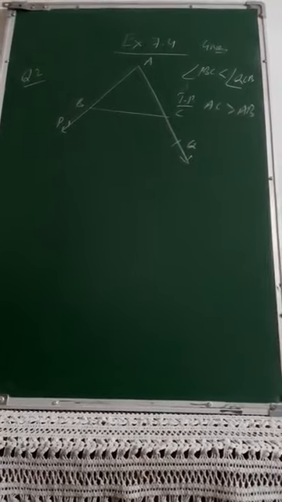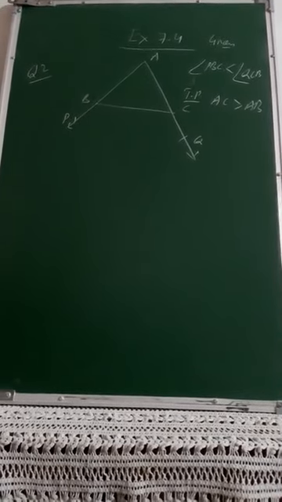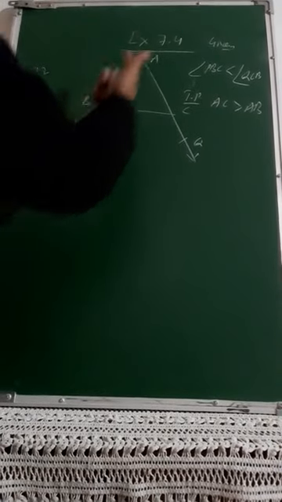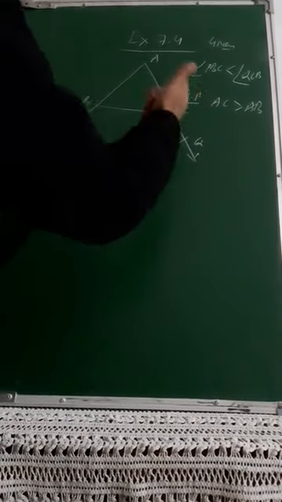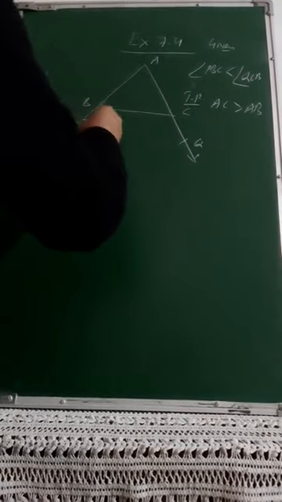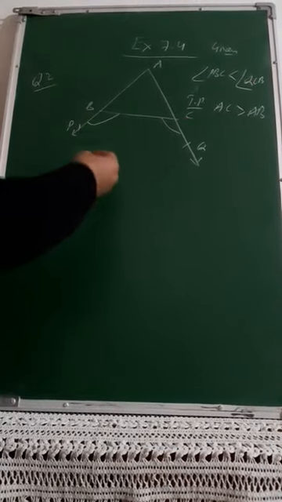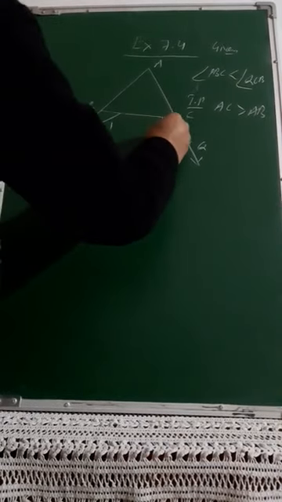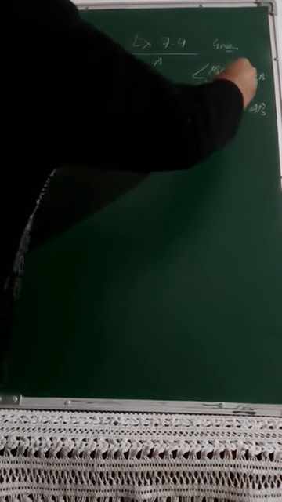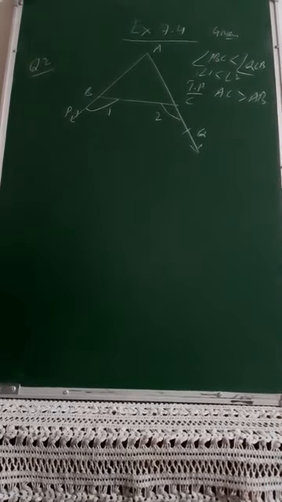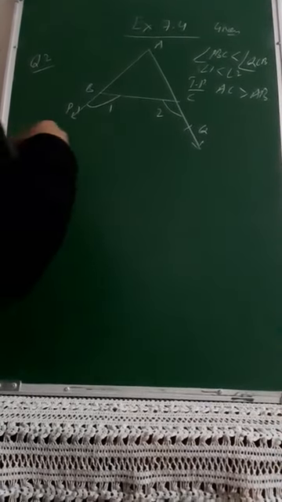So here is question number 2 of exercise 7.4. The figure is given to you. AB is extended to P, AC is extended to Q, such that angle PBC is less than angle QCB. Suppose this is angle 1 and this is angle 2. It is given that angle 1 is less than angle 2. What you need to prove is, AC is greater than AB.